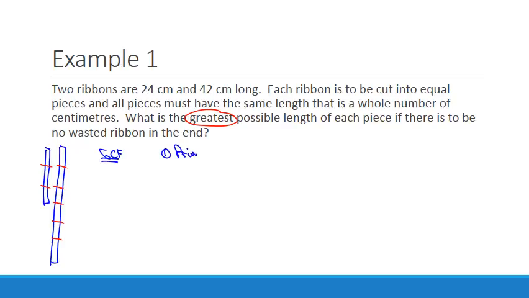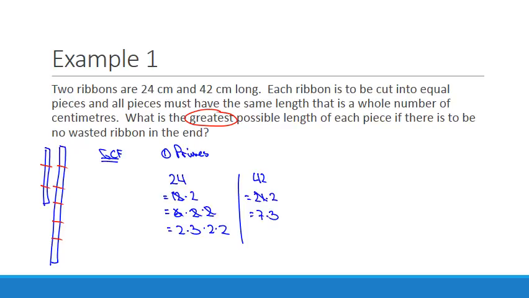If you forget, we have to find the primes first, of 24 and 42. So 24 is 12 times 2, 12 is 6 times 2, and 6 is 2 times 3. For 42, it's 21 and 2, and 21 becomes 7 and 3. So there are my primes.